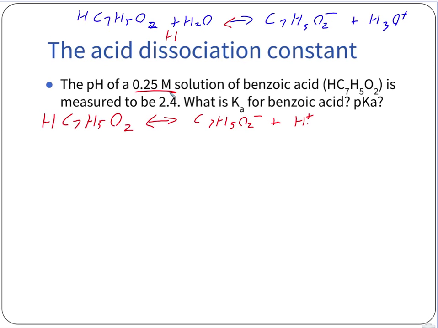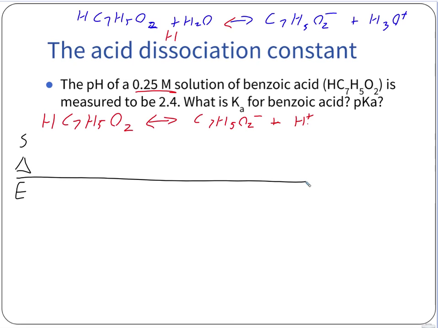So the question is, what's Ka? To find Ka, we need to know what our concentrations are at equilibrium for each one of these things here. So we're going to set up our mass action expression. Remember that the way we do this is we always have our start, our change, and our ending concentrations for each of these things.